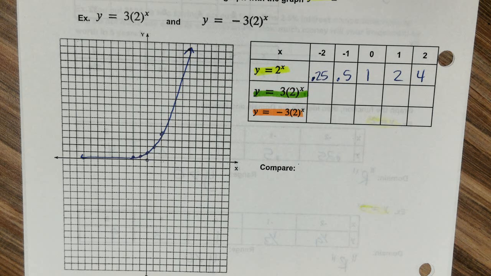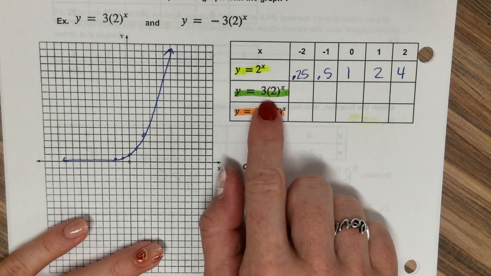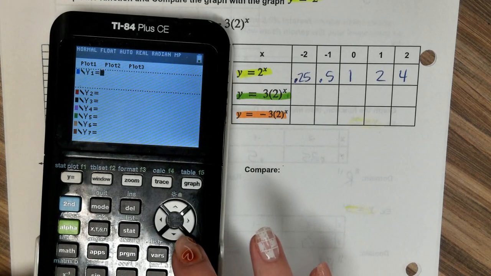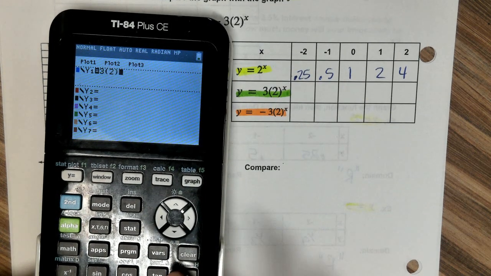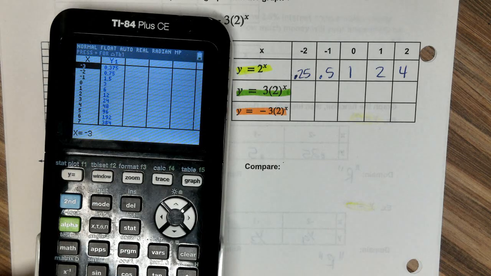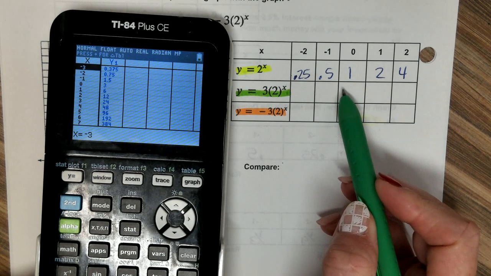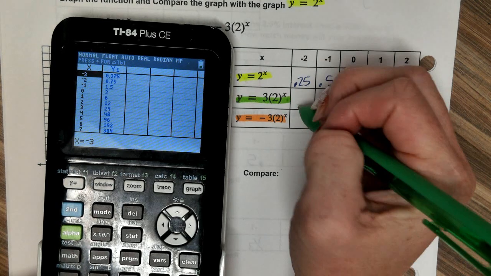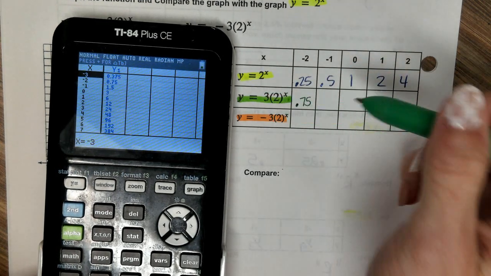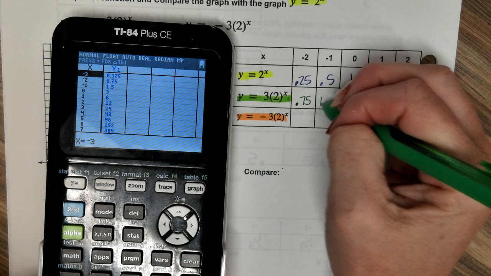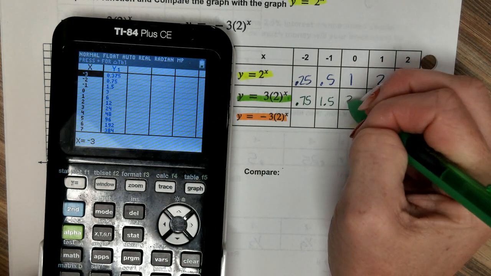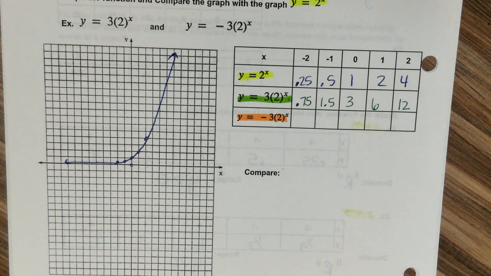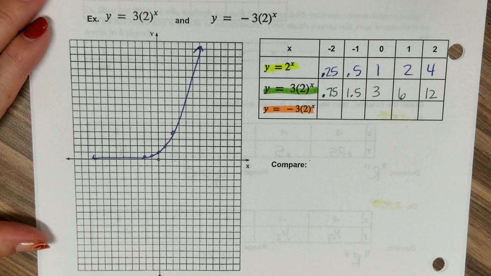Okay, now we're going to go do this one. So go to your y equals button. Type in 3 times 2 raised to the x power. And fill out your table. Do y'all see how the table is? This is still the x value. So when x is -2, y is 0.75. When x is -1, y is 1.5. And then once you have it filled out, I want you to graph that one.